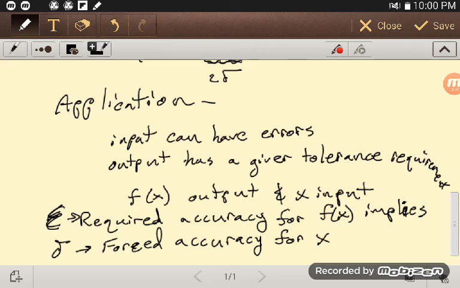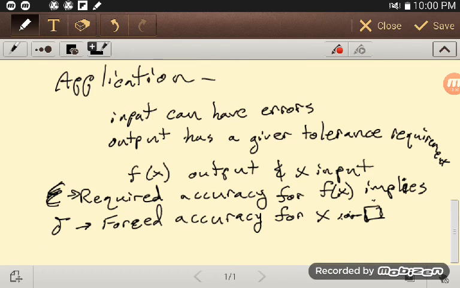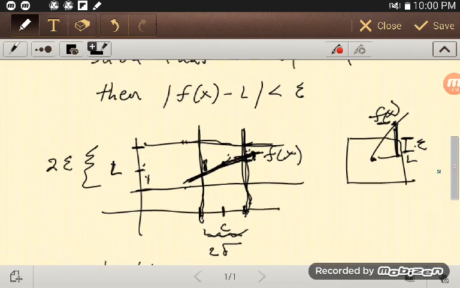If my error measurement in x is off by 100 feet, but I'm going to square this measurement, maybe I'm looking at the area of a square, and so I'm off by 100 feet here. Well, when I square it, I'm now off by 10,000 square feet, right? That's a problem. So the question would be, if my area needs to be within a foot, how accurate do I have to make the sides? That's the question.